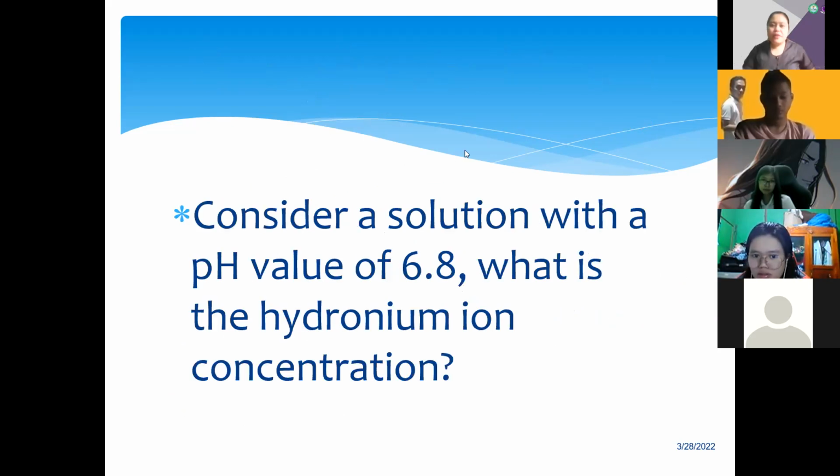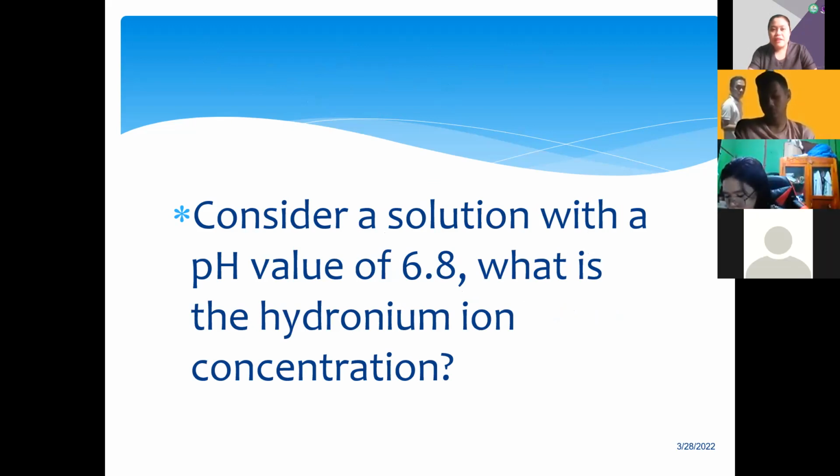Okay, now how about this? This one is actually a reverse problem because the pH is given here and we are going to look for the hydronium ion concentration. So again, consider a solution with a pH value of 6.8. What is the hydronium ion concentration? Let's see if you can follow this.